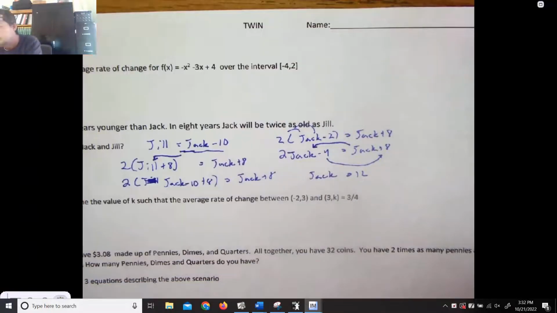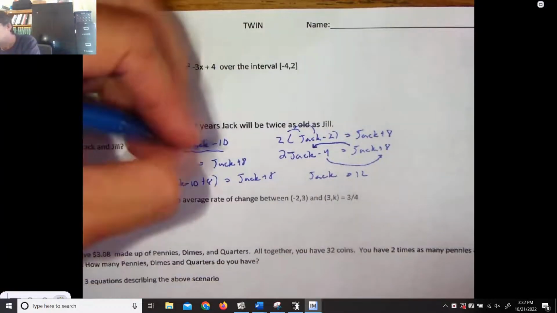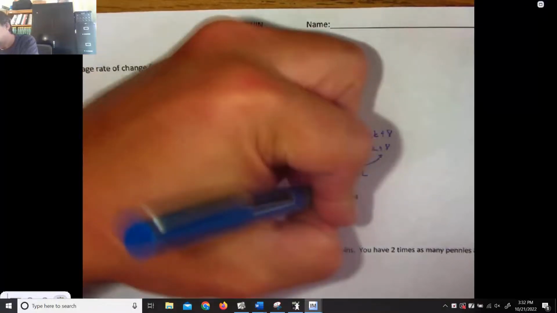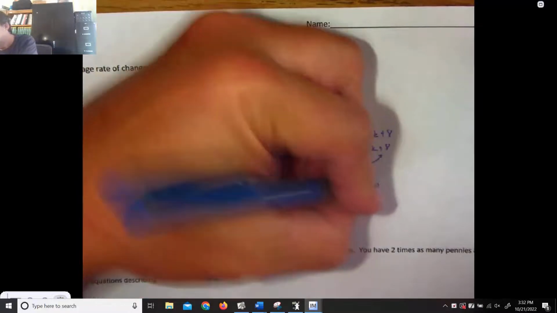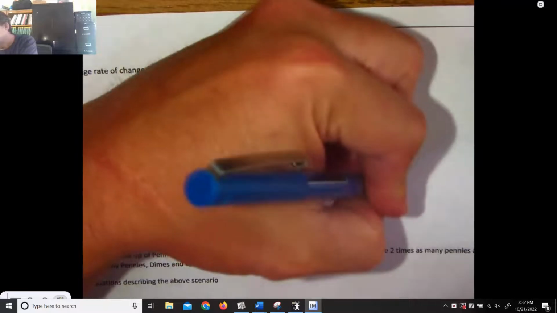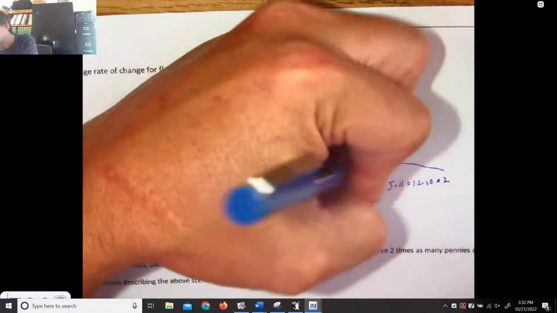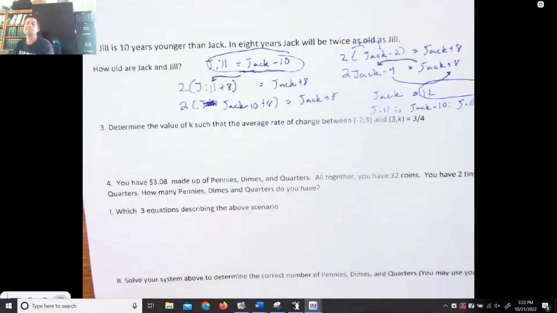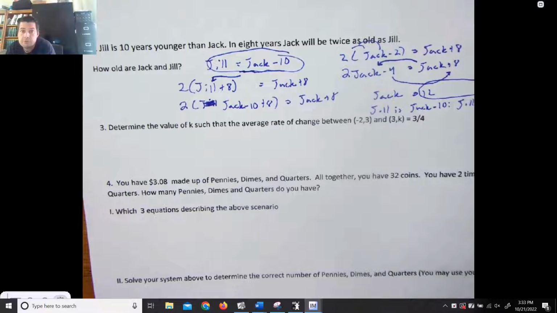And Jack is 12. If Jack is 12, remember, Jill is Jack take away 10. So Jill is 12 take away 10, which is 2. So Jack and Jill are 12 and 2 respectively. That actually is from earlier on. We were doing systems of equations, just as words.